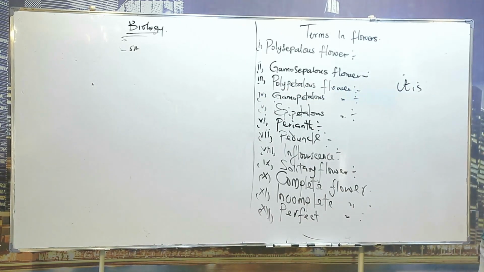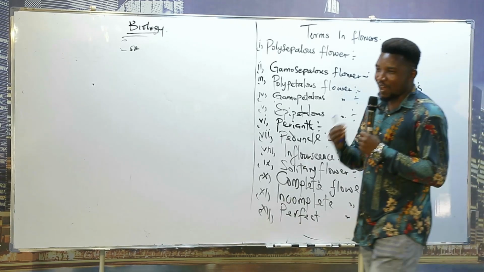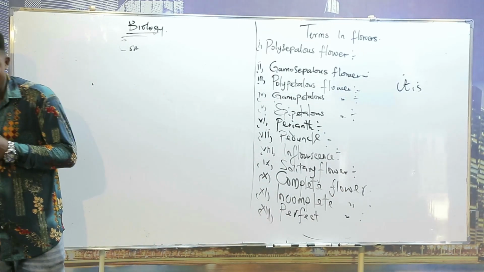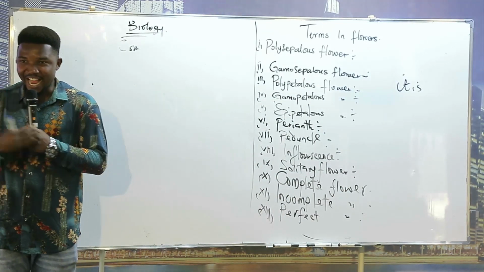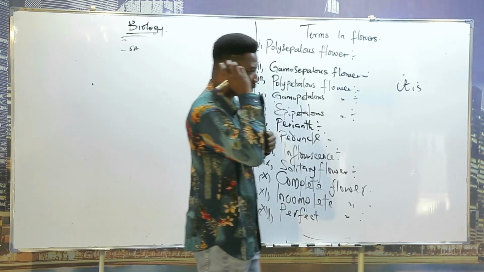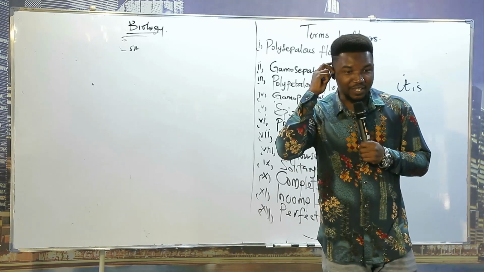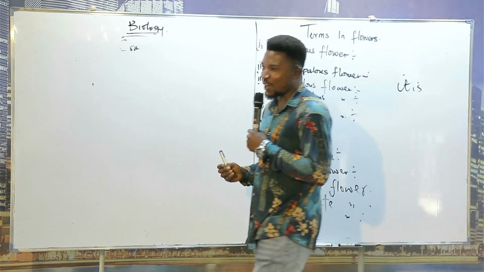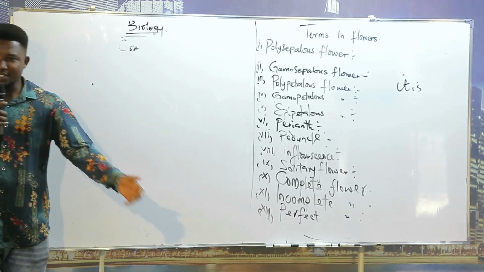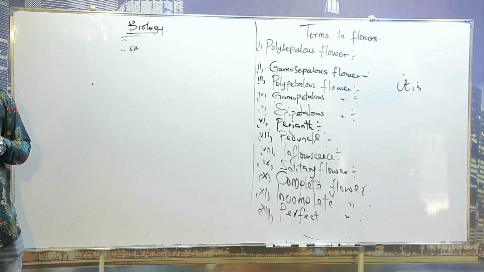So now, perfect flower. What is a perfect flower? A perfect flower is a flower that has both the stamen and what? Pistil. You understand what I just explained? Both the gynoecium and what? Androecium. Remember that the androecium can also be called stamen, and you can still call the gynoecium pistil or carpel. Okay?